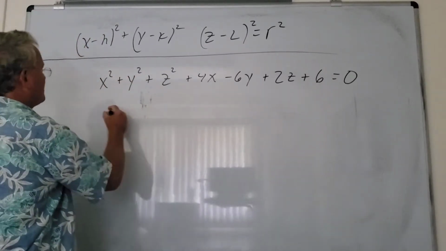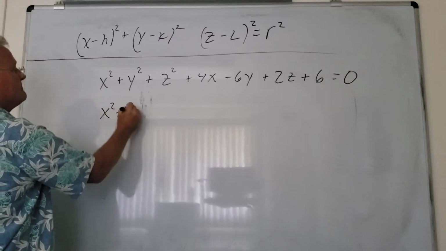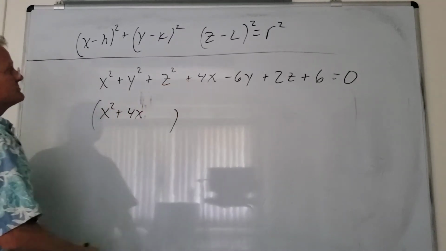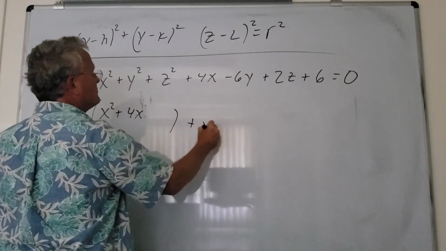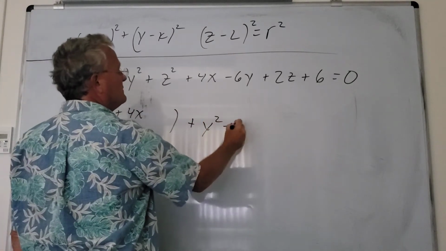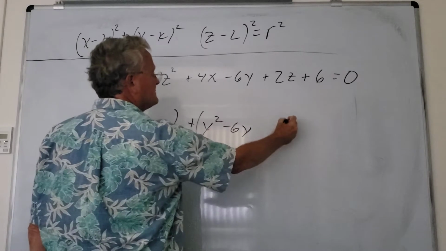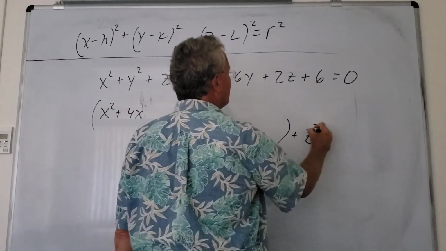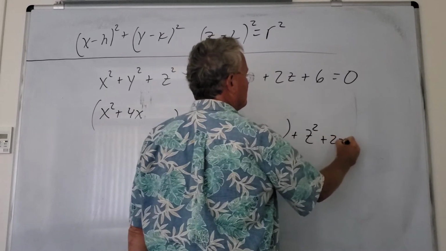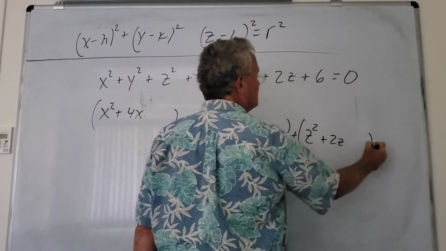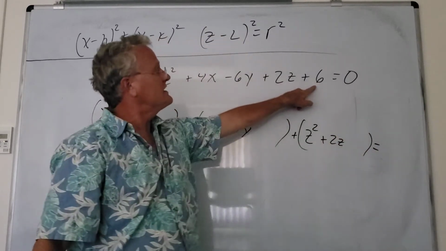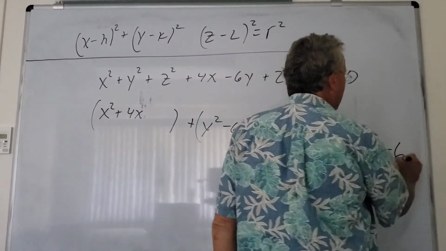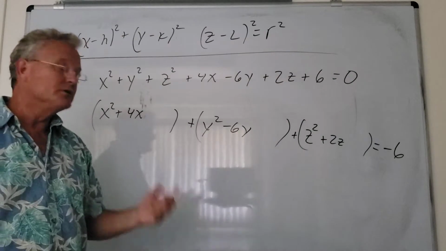So collect the x terms together. I'm going to leave a space so we can complete the square. Collect the y terms together, again leaving a space to complete the square. And collect the z terms together, leaving a little space to complete the square. When I take this constant to the other side, we get -6 on the right side. Now we complete the square.